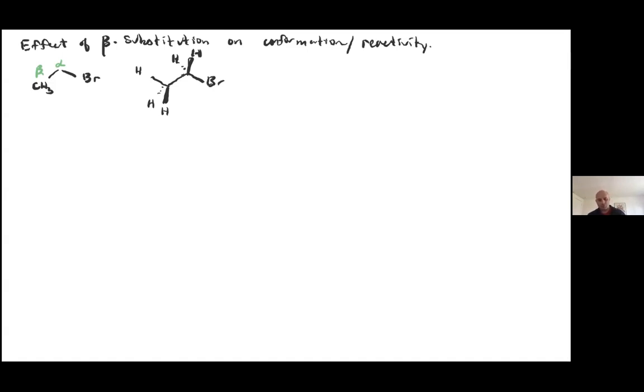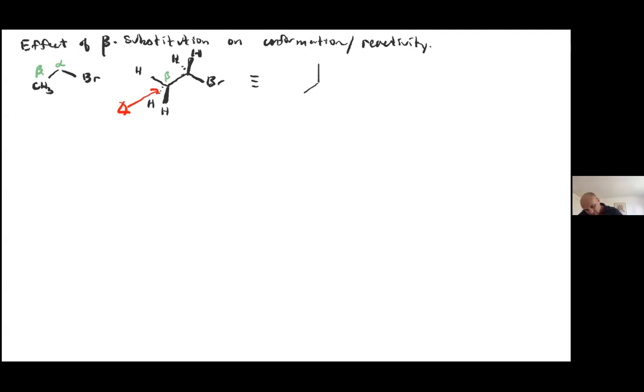It doesn't matter. You could put the bromine on the wedge, you could put the bromine on the hash, because the beta carbon doesn't have any other substituents than hydrogen. There's only one staggered conformer, okay? And so it's useful to look at this from a Newman projection. So I can redraw this, looking from the beta carbon to the alpha, okay?